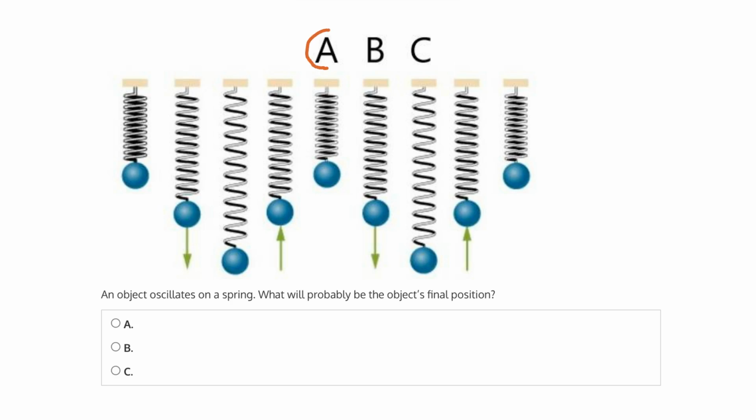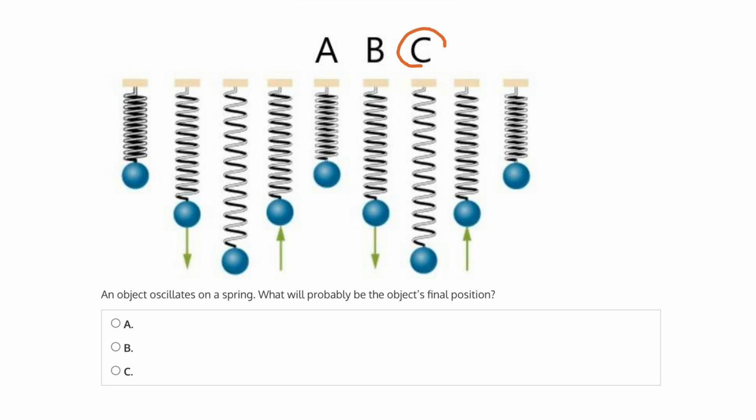So we're asked to choose whether A, B, or C reflects that mean position. Well, we said this first frame here, the starting position, is where the spring is compressed, and that's what we see in A. So A is not likely to be the object's final position. This is a compressed position of the spring.